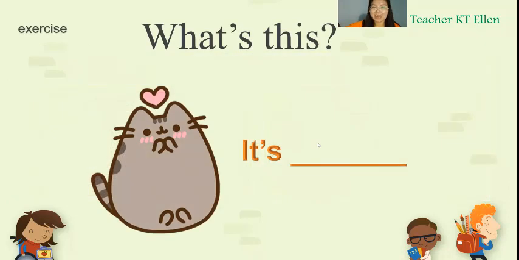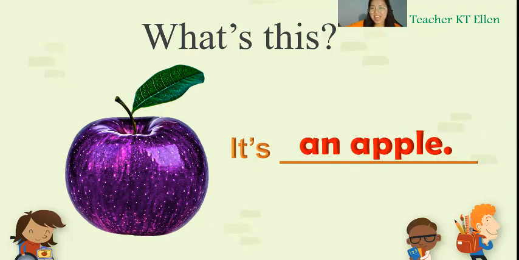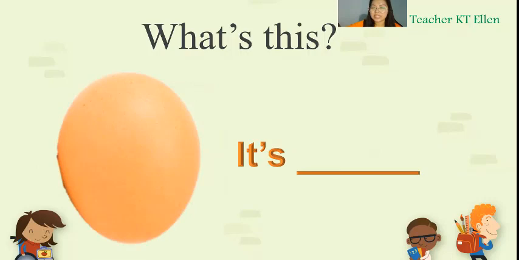Okay, exercise. What's this? It's a cat. What's this? It's an apple. What's this? It's a book. What's this? It's an egg.